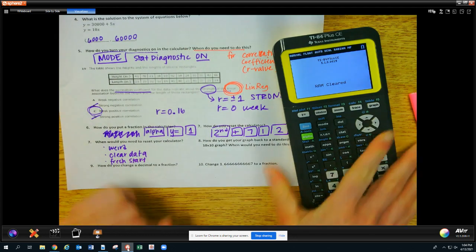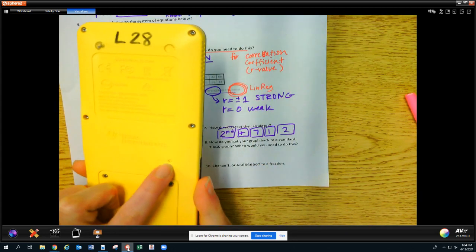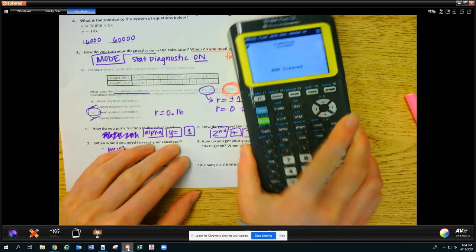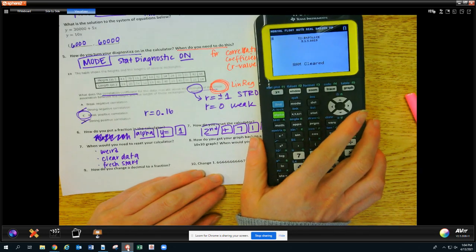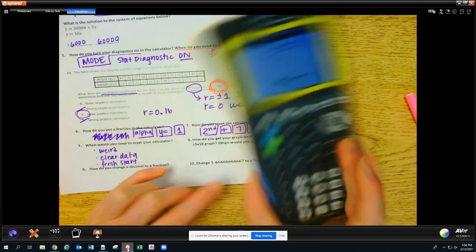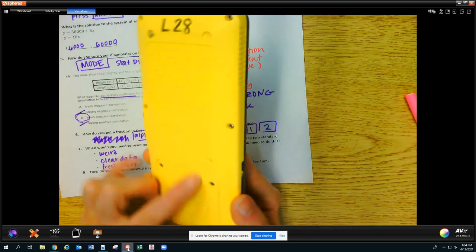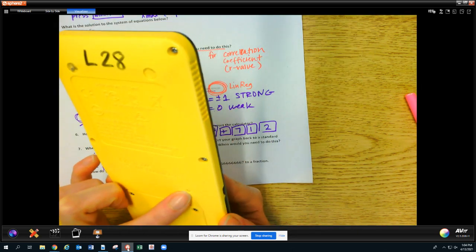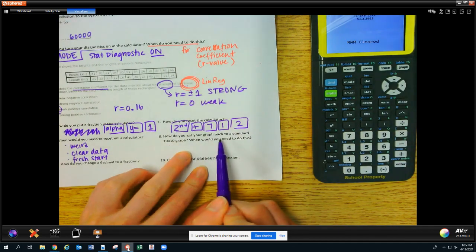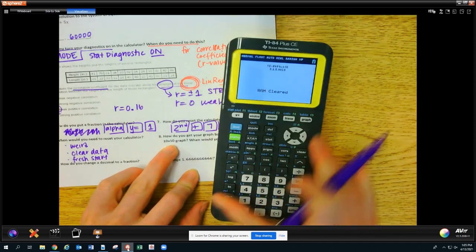Okay, what you do not want to do is press the reset button. That's a hard reset. That's kind of like restarting your computer by yanking the cord from the wall. You don't want to do that. Sometimes that button gets stuck and then it breaks your calculator. So do not reset your calculator by pressing this reset button. That's only for emergencies.